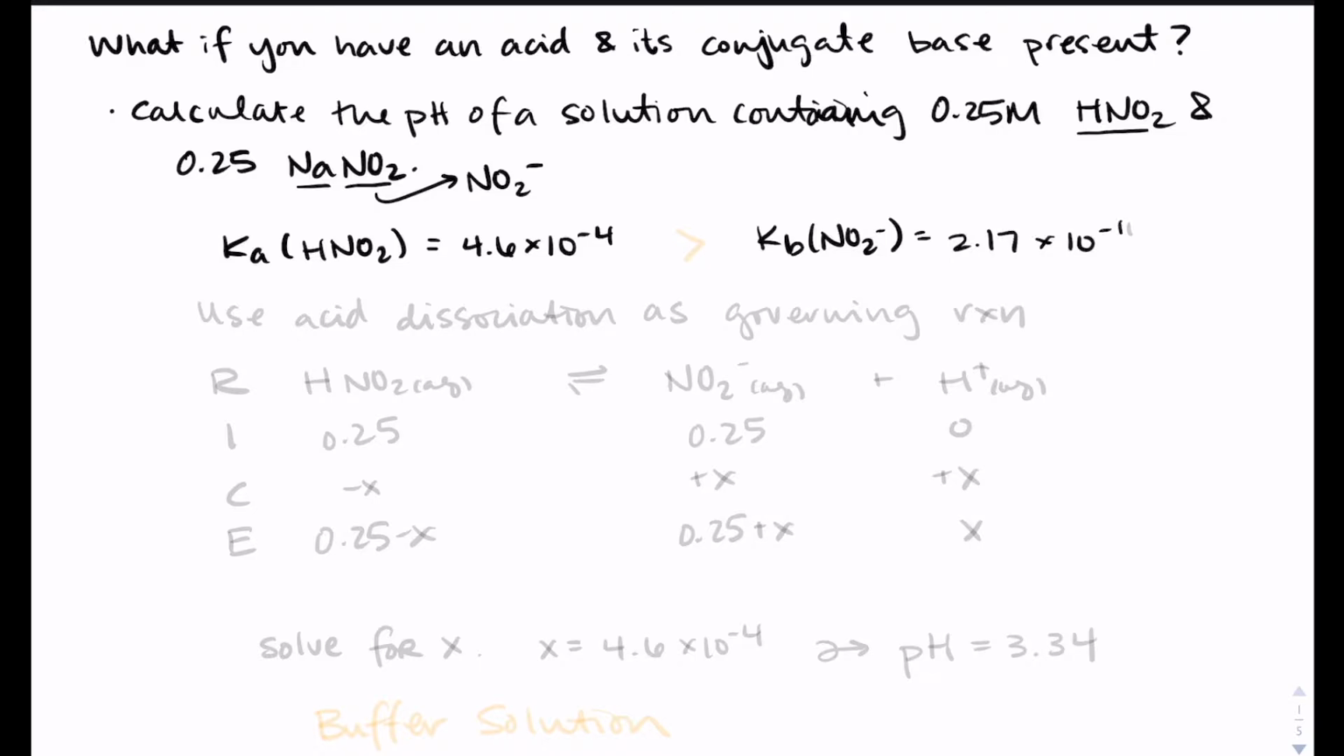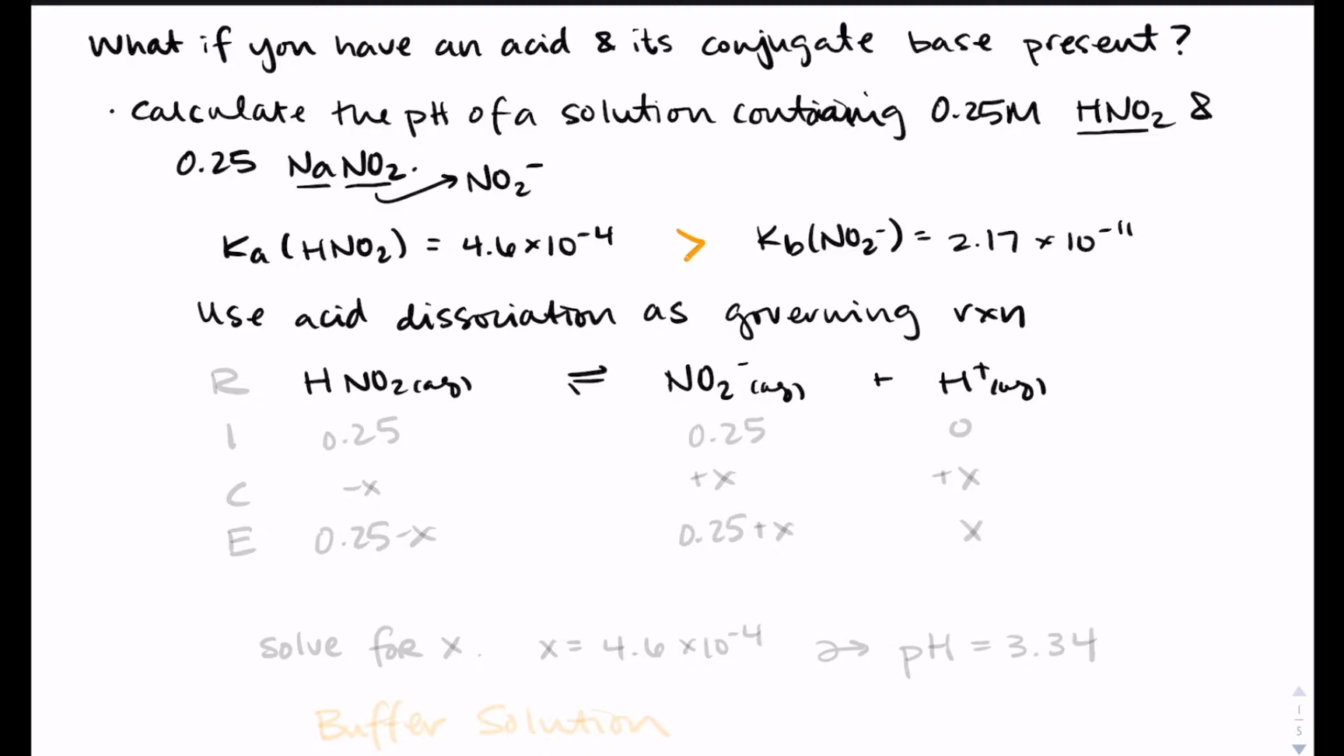So the solution that we're going to do will be 0.25 molar nitrous acid and 0.25 molar sodium nitrite. So in Ka versus Kb, now I'm doing the acid and its own conjugate base. These two things are related to each other through Kw. But out of the two, the Ka is bigger, so the acid is stronger. So I'm going to write the acid behaving like an acid as my reaction for my RICE table. So it's nitrous acid in equilibrium with nitrite and H+.